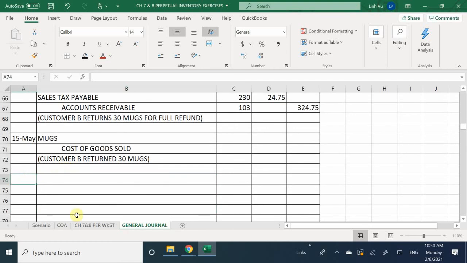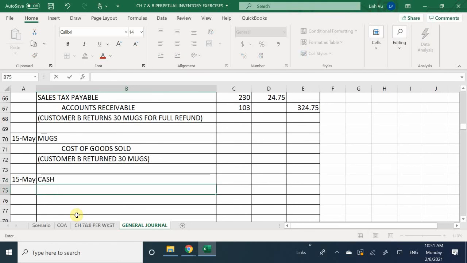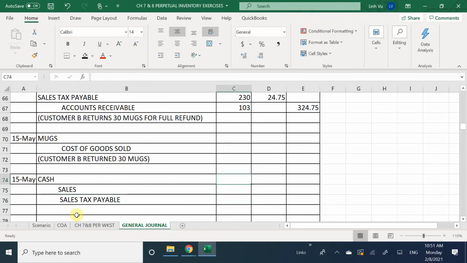So on May 15th, okay, what did we sell it for? Cash. Cash. Good. What accounts are we also going to recognize here? Okay. Sales. Sales and what else? Sales tax. Sales tax payable. Okay, so cash is 102. Sales is 401. Sales tax payable is 203.